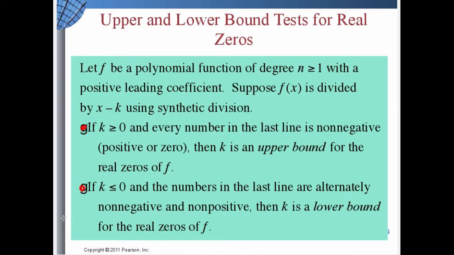So we can kind of narrow down an interval. Once we determine two zeros of a function, we can narrow down the interval where we look for the rest of our zeros if we know that we have an upper bound and a lower bound. Everything else is going to be between those two values.